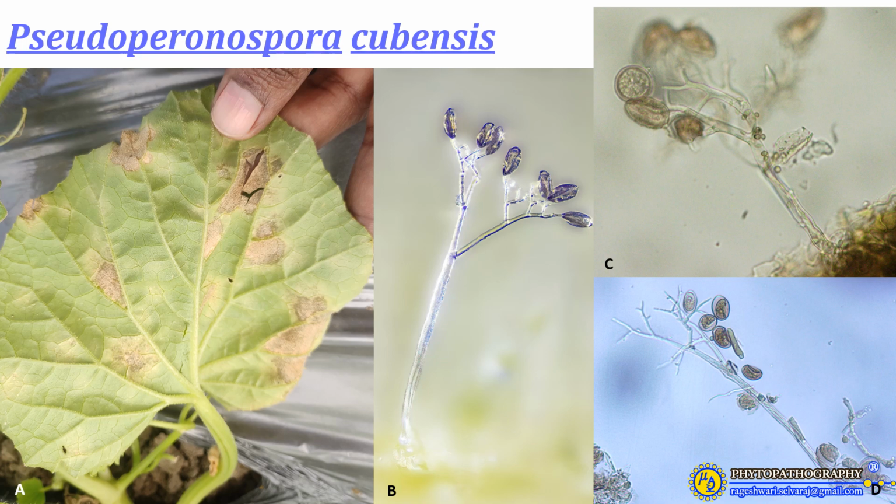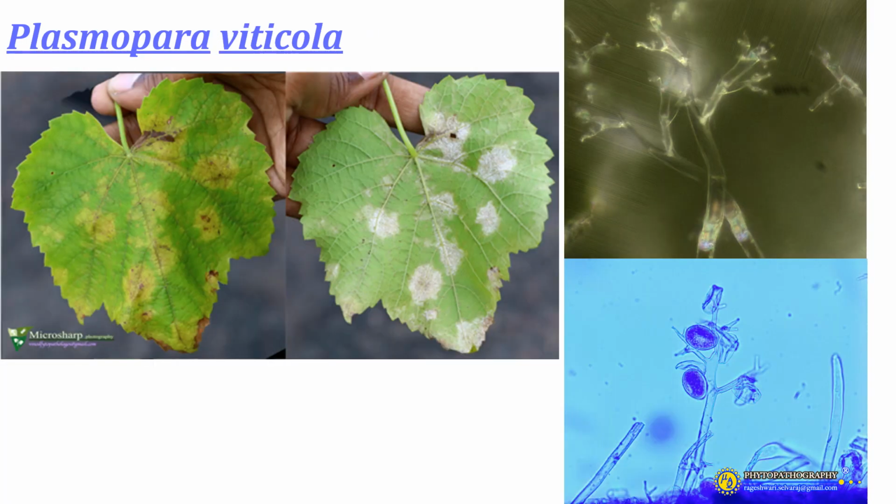Pseudoperonospora cubensis again causes downy mildew of cucurbits with a similar type of symptom, but the upper surface here exhibits an orange-yellow discoloration, which is very unique in the case of cucurbits. The difference between Pseudoperonospora and Hyaloperonospora is that the sporangiophore is dichotomously branched with a pointed tip, but the sporangia are brown to violet in color. This is the unique nature of Pseudoperonospora cubensis. Plasmopara viticola is again one of the important pathogens, which causes downy mildew in grapevine. The difference between Plasmopara viticola and other organisms is that here the sporangiophores are branched at right angles.